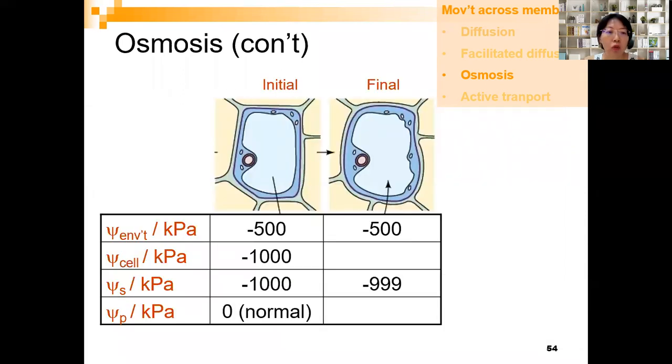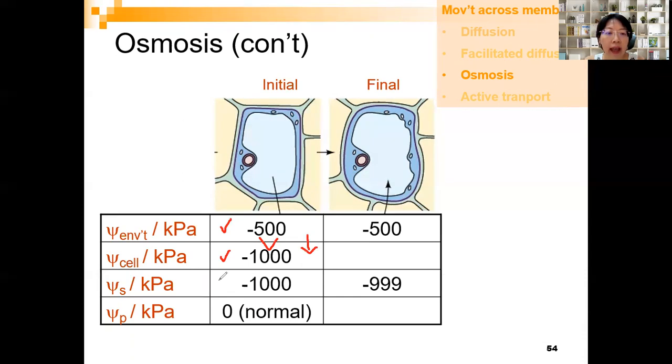This is to examine the water potential for 2 different cells, when the cells are immersed in a solution with higher water potential. Now we look at psi of the environment. Initially, psi of the external environment is negative 500 kilopascal, and psi of the cell is negative 1000. We already say that negative 1000 is lower than negative 500, and because of that, there's a net water movement into the cell.